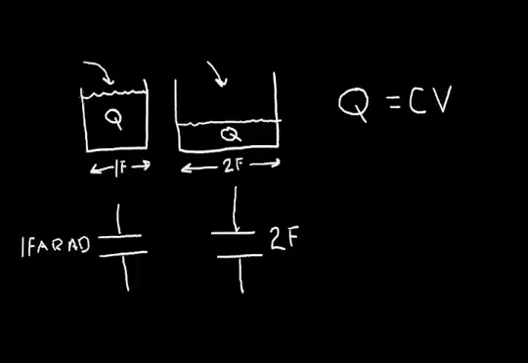In our water analogy, the level of the tank is analogous to voltage. So at the tank at the left, I have a high voltage. At the tank at the right, the voltage is only half as much. I'll call it 1/2 V, or V over 2.